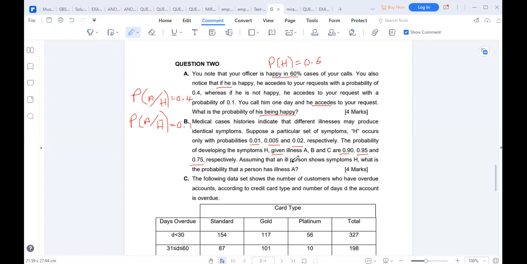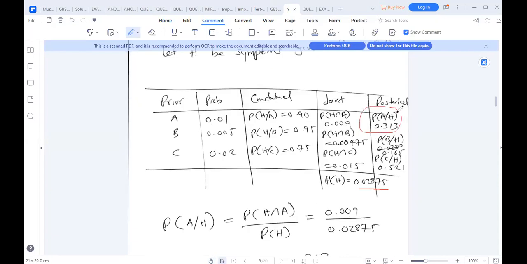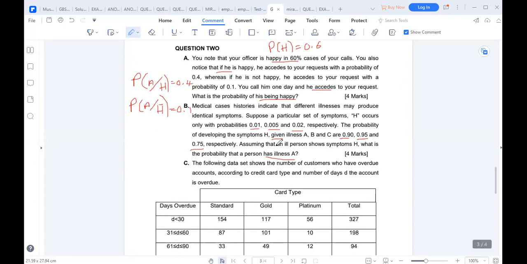So they're asking, assuming that the person who's ill had a symptom, what's the probability that it came from A? I know you don't understand the English here, but just know that they're asking for a posterior. So they're asking for the opposite. They're asking for A given H. So A given H will be A intersection H over H. So 0.09 divided by 0.02875. When you divide that, you get 0.313. So that is how this question was supposed to be answered.